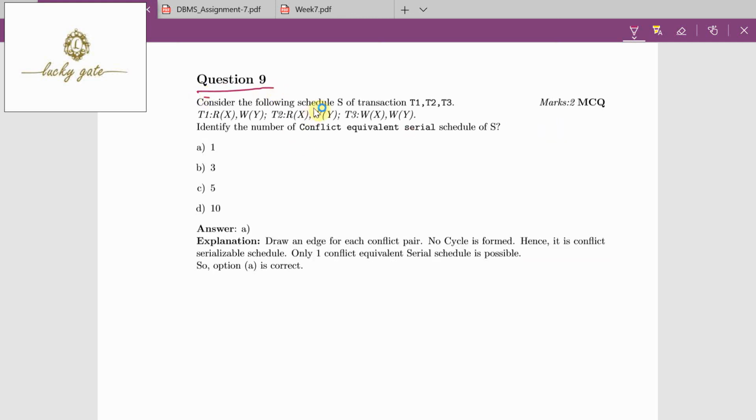Question number 9. Consider the following schedule S of transactions T1, T2, T3. These operations are given. Identify the number of conflict equivalent serial schedules of S. Now observe what transactions are given: T1, T2, T3. First, I would like to draw the schedule in a neat way. T1 has read X, write Y operations. Now T2 has read X, write Y operations. Now T3 has write X, write Y operations.